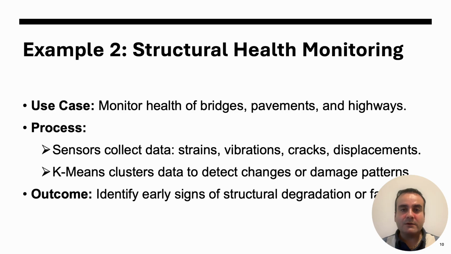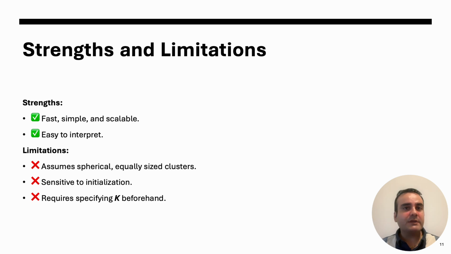Some other quick real-world examples could be detecting early cracking in concrete bridges by clustering strain gauge data, identifying settlement or tilting in highway pavements from displacement sensors, monitoring dynamic loading effects on long-span bridges after earthquakes or storms. So k-means is great for many tasks because it's fast and easy to understand.